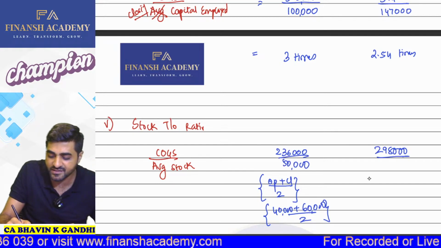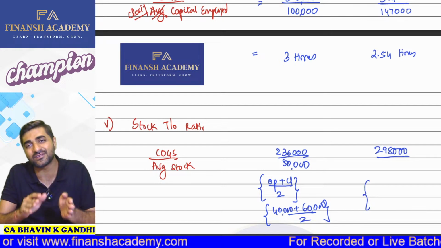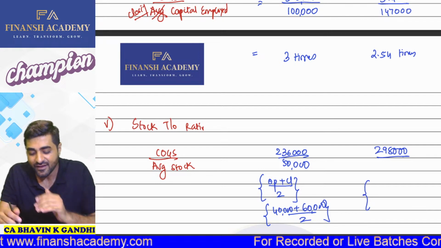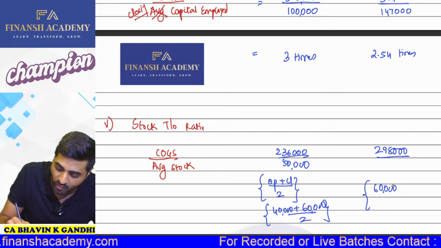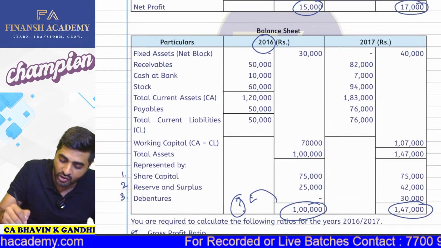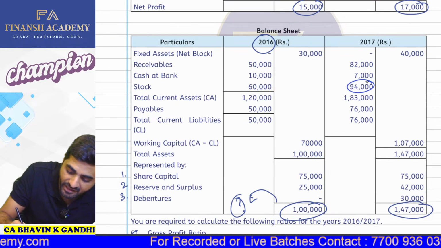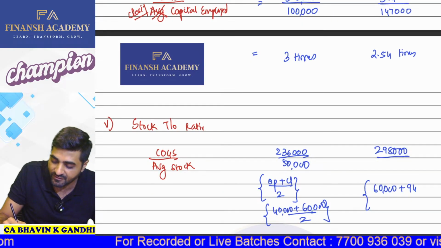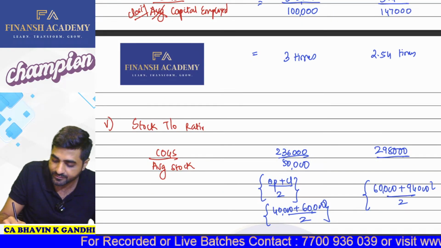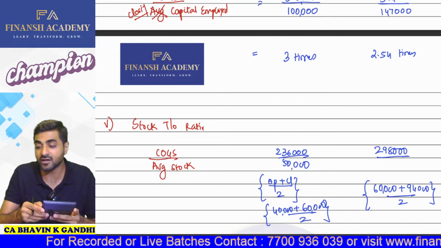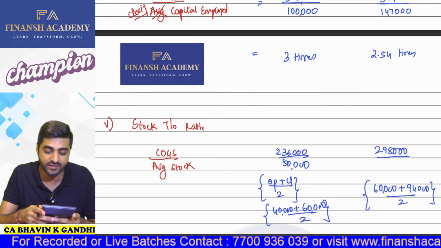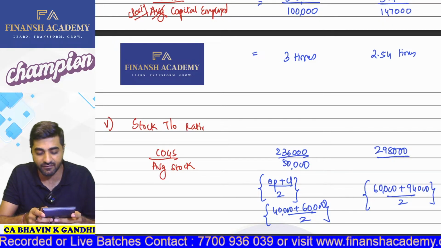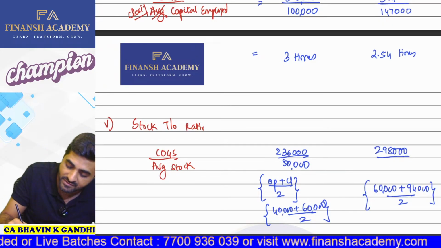And here, my dear students, the first year's closing is going to be your next year's opening. So that is why the 60,000 is going to be your opening stock. Then we add the closing stock, which is 94,000, and divide that by 2. So this will be 60,000 plus 94,000, divided by 2, so that will be 77,000.